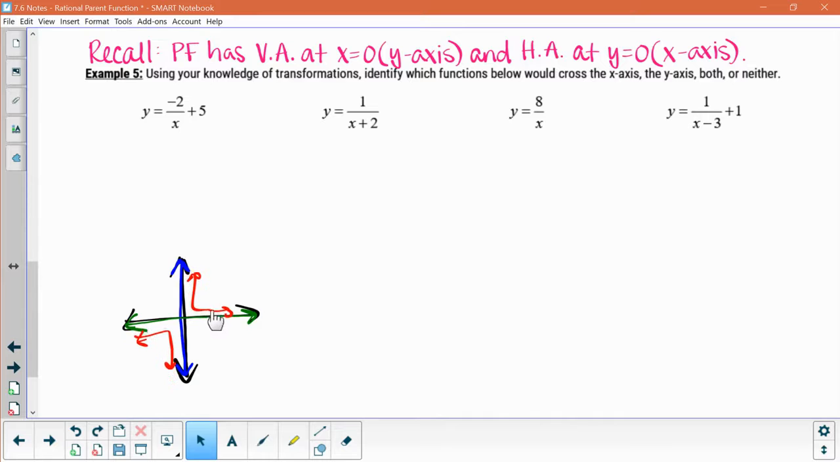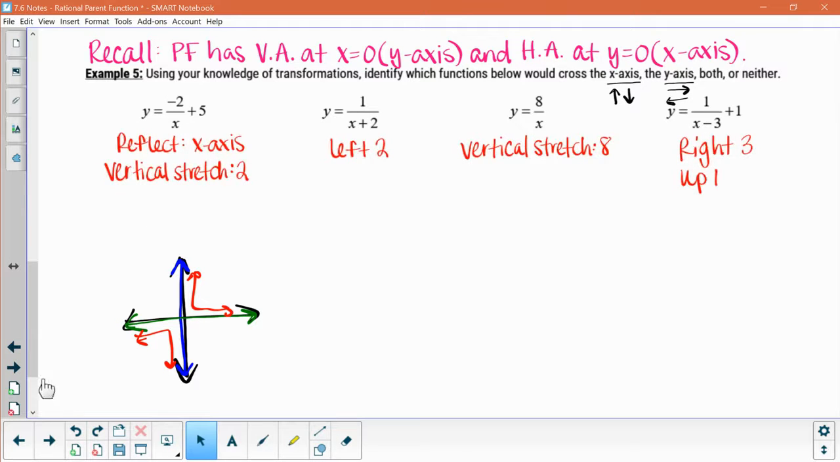Well, remember, if we're moving these asymptotes, we are moving these curves. So if I want to cross the x-axis from the parent function, I need to be moving my graph up, down. And if I want to cross the y-axis, I need to be moving left, right. So up, down will create x-intercepts. Notice how it's crossing my x-axis. And left, right will create y-intercepts as it crosses my y-axis. So let's go ahead and identify the transformations for each of these graphs.